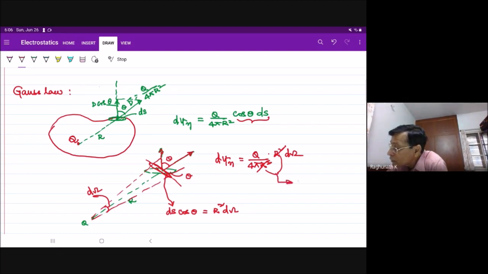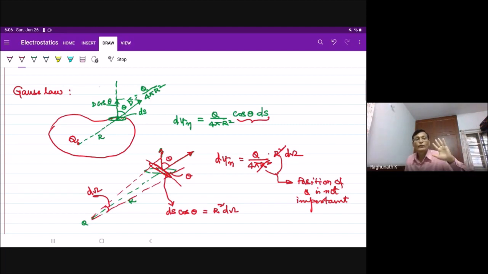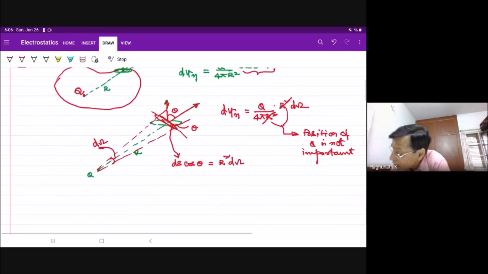See, position of Q is not important. It should be there inside, but wherever it is, if it is there inside, I know that Q coulombs will create this much of flux passing through the differential surface that I considered, which is Q d omega by 4 pi. What is the total flux psi n equal to?